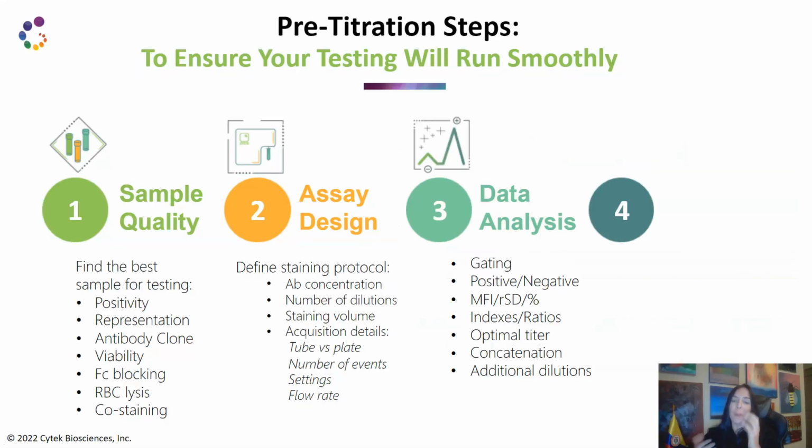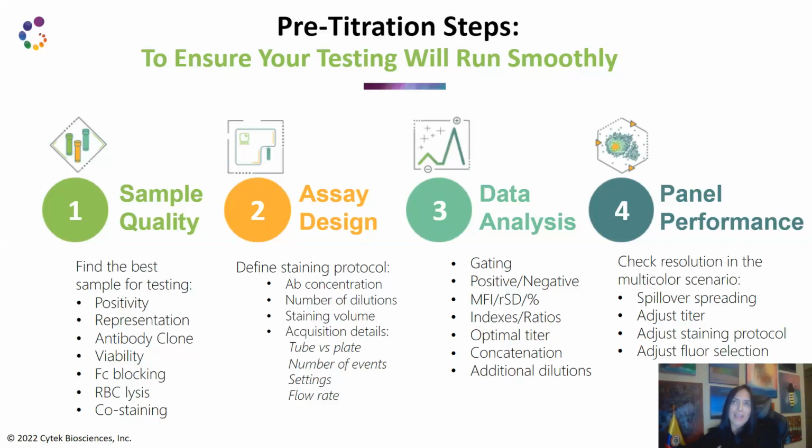The other part of the preparation for your titration is understanding how you're going to do data analysis. Which populations are going to be gated, how to define, for example, which descriptive statistics will be used, if you're calculating any metrics, how you will define the optimal titer, the fact that you can concatenate all the samples to have a better picture of the full titration, and also based on that, decide whether you need to test additional titrations. And finally, understand that titration is a dynamic process.